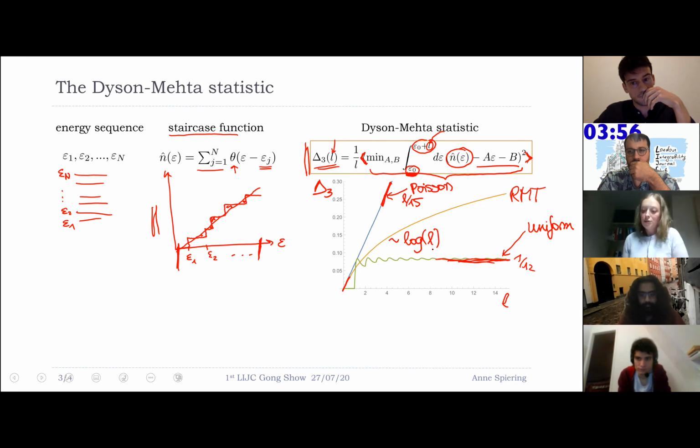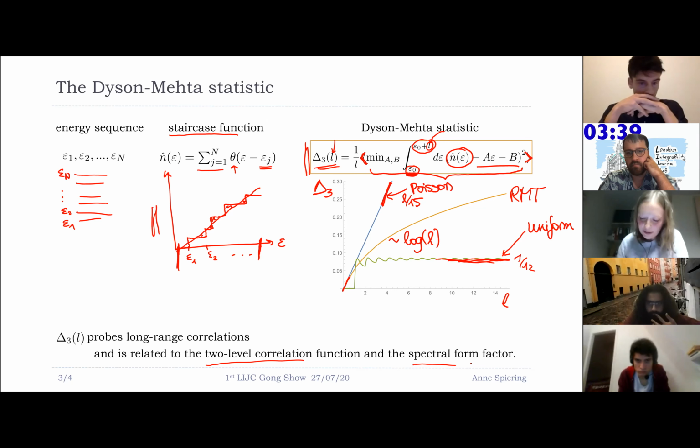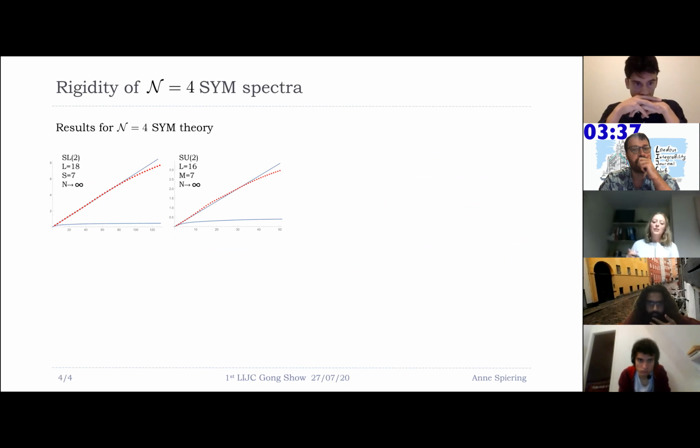So this is a measure for the rigidity, and it actually is, just as a note, related to some other measures like the 2-level correlation function and the spectral form factor. Okay, so now finally, let me come to n=4 super-Yang-Mills theory. There we of course have the dilatation operator, and the mixing problem is rather complicated in the planar limit. It's of course simplified due to the integrability.